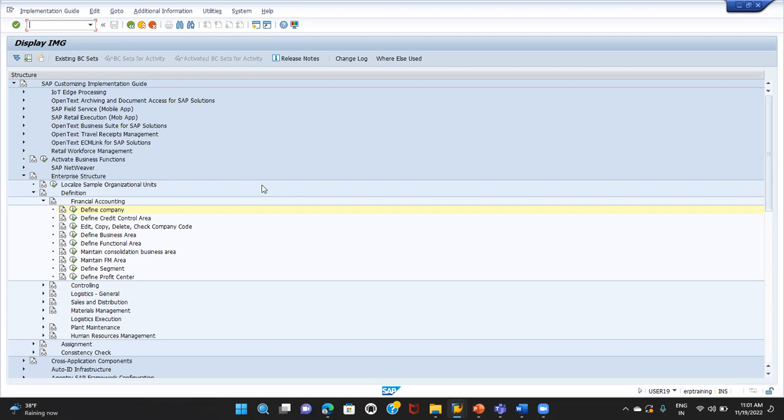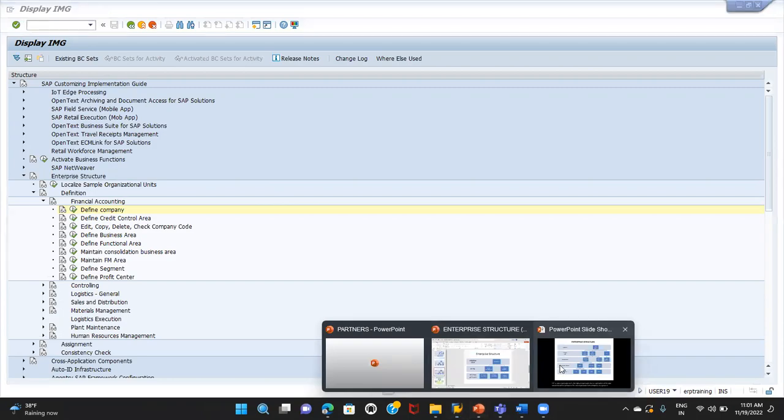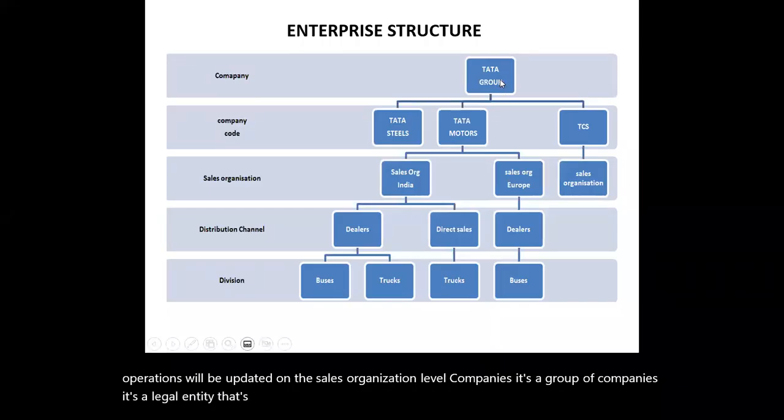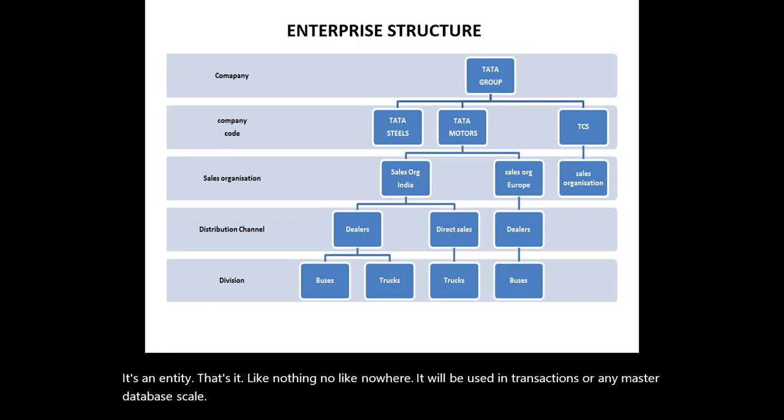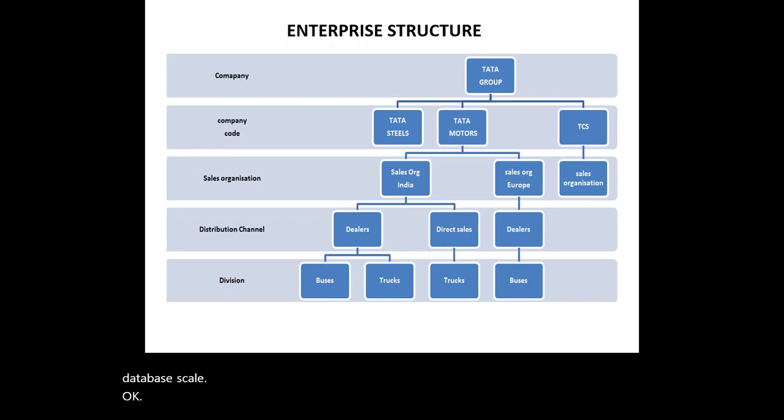Okay. Sales organization is the highest organizational unit in SD, as I said before. All the sales operations will be updated at the sales organization level. Company is a group of companies, a legal entity. We don't use company in any transactions. It's just an entity. It will not be used in transactions or any master data. Okay, got it. I had the same question; we never used a company. Exactly, thank you.